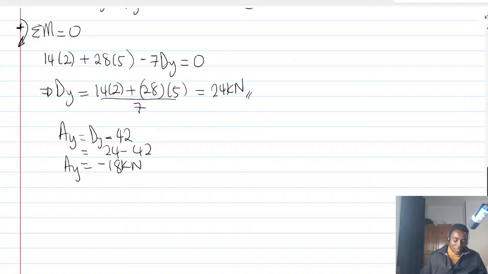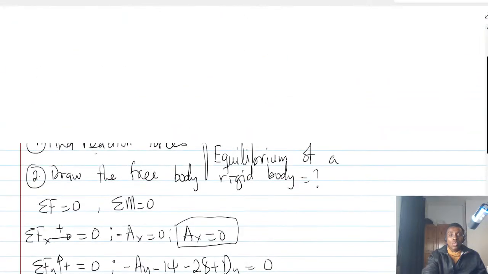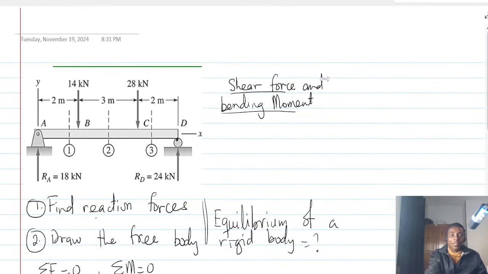Yes, Stephen, you are right. So whenever we get negative, it means the direction we chose was the opposite way. When we started, we said it was coming down. So right now it is negative, meaning that we have chosen an opposite direction. So that's why we have changed it to go up. So Ay will now be what? 18 kilonewton. All right. So this is where we begin solving the question.